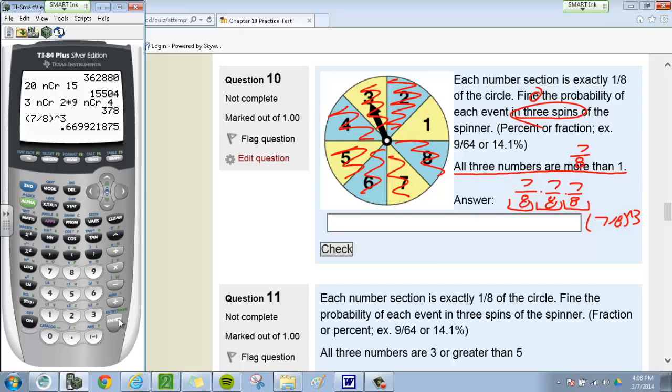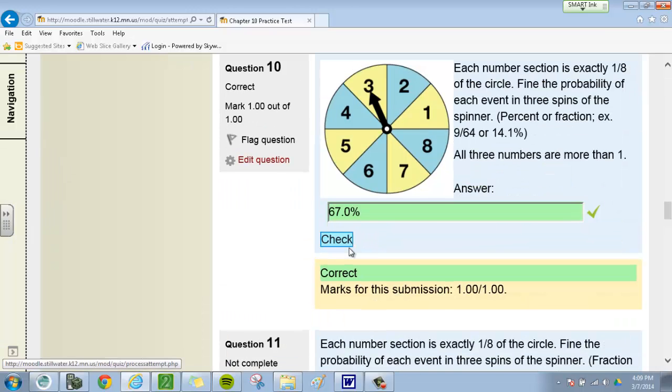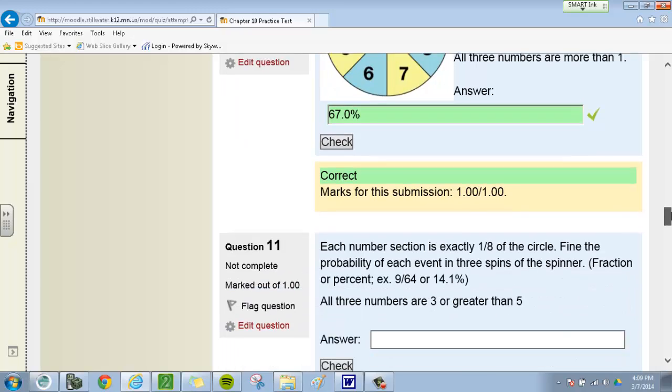I'll put it as a percent or a fraction. So let's do 66.99. Let's do 67. That should turn out right. 67.0%. Fingers crossed. Please work. Otherwise, we'll put in the fraction. There we go. Good. Moving on.